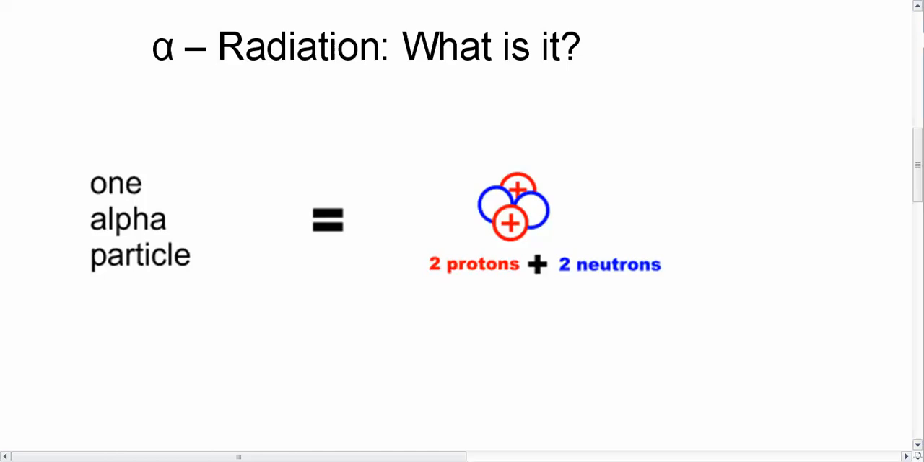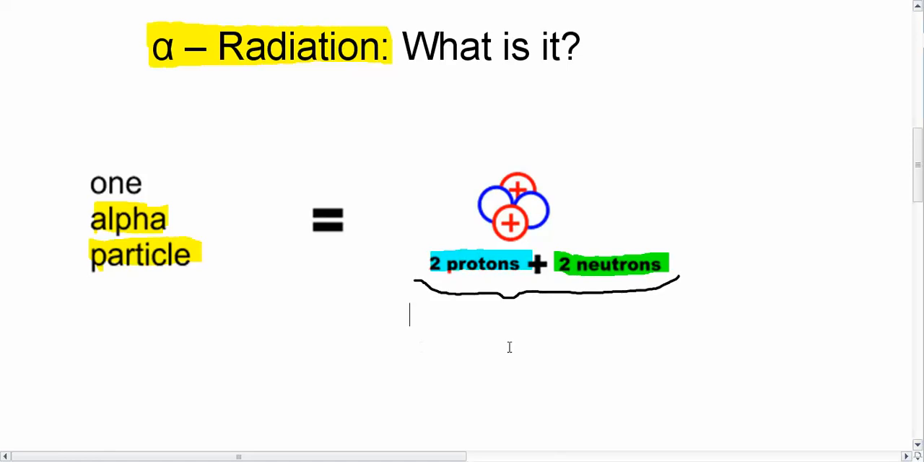So again, today we're talking about a type of radiation called alpha radiation. Now, the strange little symbol that you see over here that kind of looks like a funny looking A, that's the Greek letter alpha. So that's the symbol we use to represent alpha radiation. So what is alpha radiation? Alpha radiation is a little particle. We talk about alpha particles. And it's made up of 2 protons and 2 neutrons.